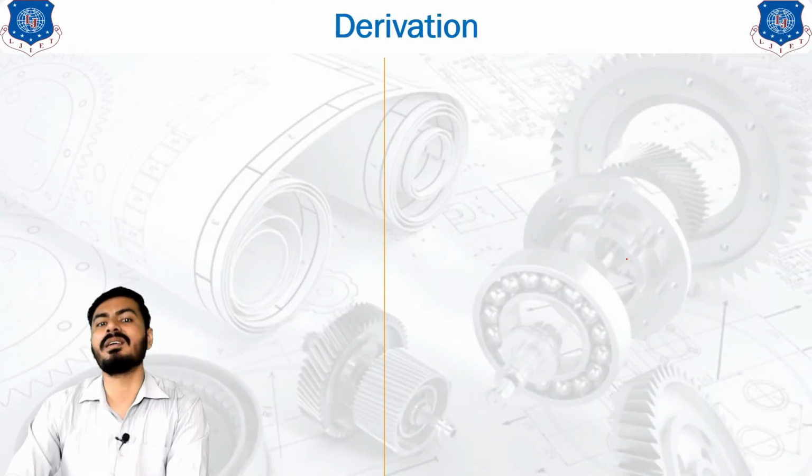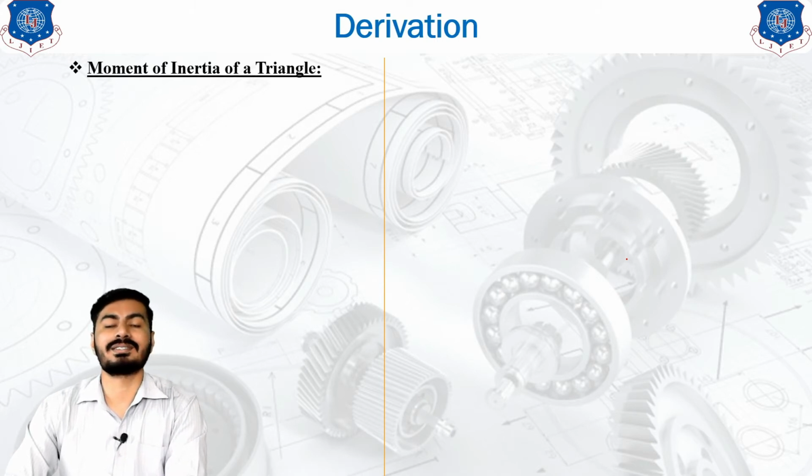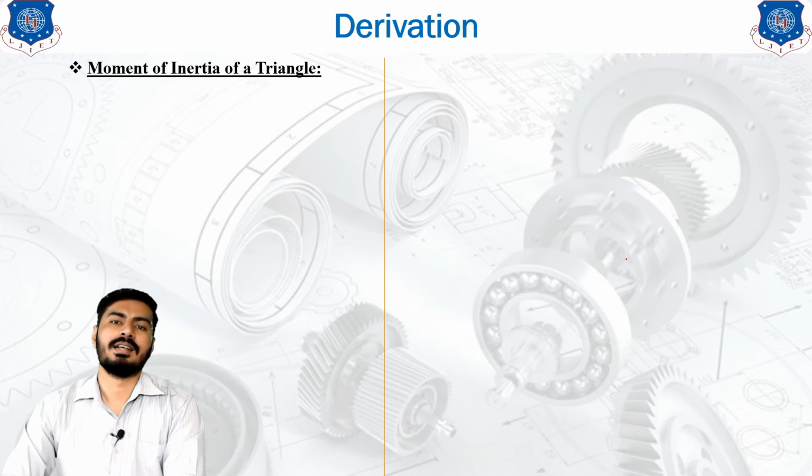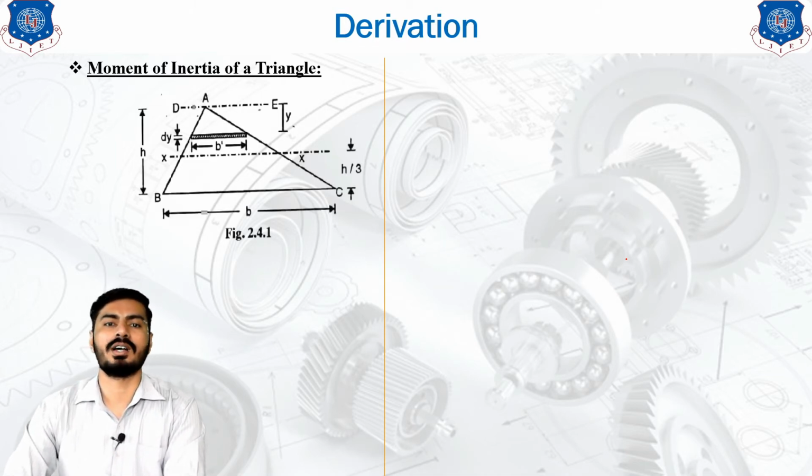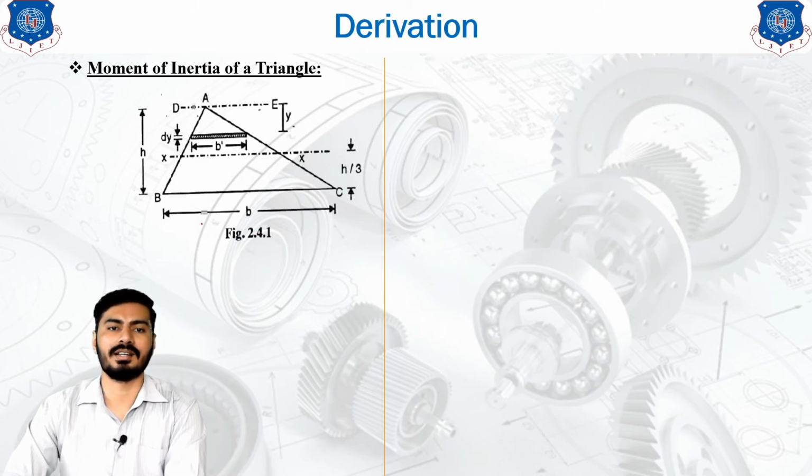Now we will see another derivation, that is the derivation of the moment of inertia of a triangle. Now this is another basic shape which we generally divide into parts, and we have taken an example of a general triangle, so you don't have to worry about any different types of triangles. So the height of the triangle is h, the base of the triangle is b. So everything is given in this figure.